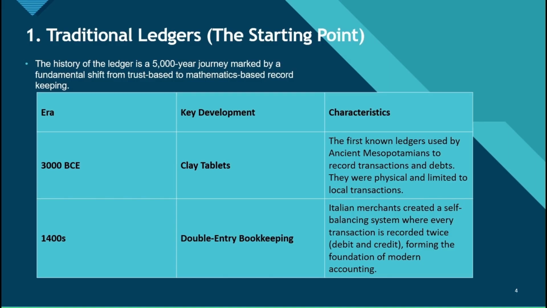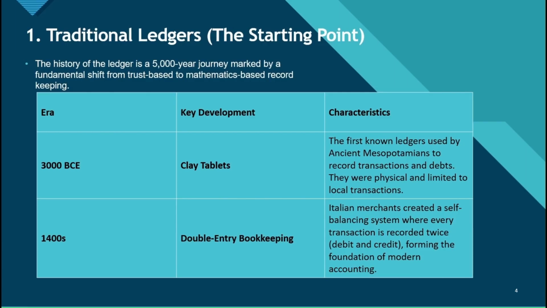History of traditional ledgers, a 5,000-year journey. The image provided outlines the history of the ledger, demonstrating a foundational shift in record keeping over 5,000 years, moving from a trust-based system to a mathematics-based one. This evolution highlights two critical eras in accounting history.